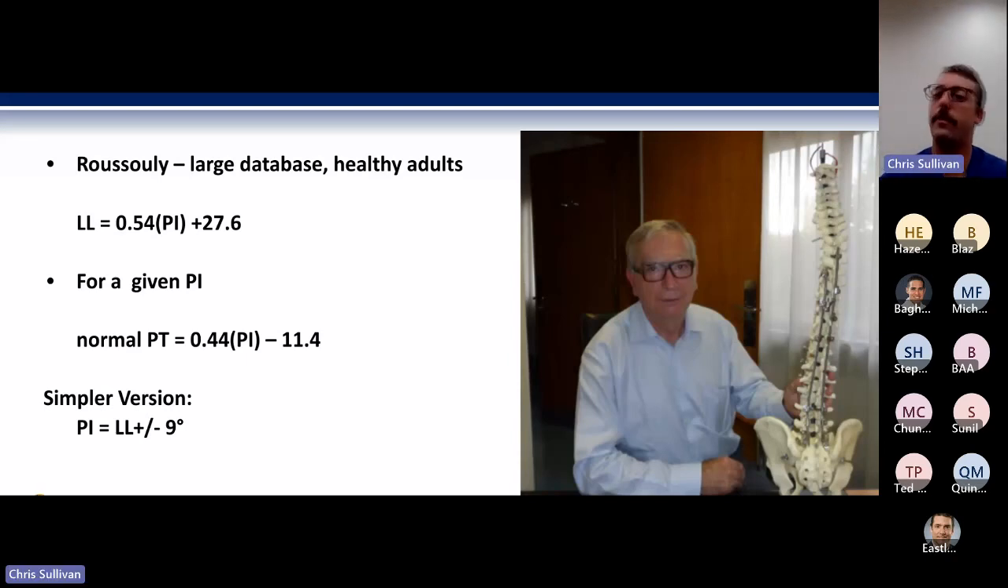And a key metric is the pelvic incidence to lumbar lordosis. Dr. Roussouly had a large database of healthy adults. And he used that database to look at radiographs and to determine the relationship of pelvic incidence to lumbar lordosis, and did several different formulas up at the top. But overall, a simple version is that pelvic incidence generally will equal lumbar lordosis, plus or minus about 9 degrees. And so that's often a normative value that we're looking at.